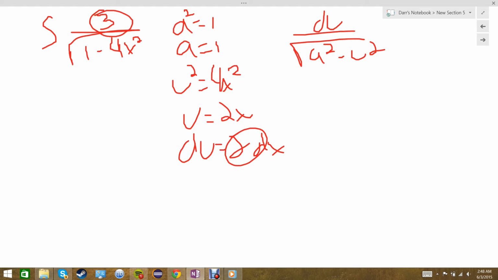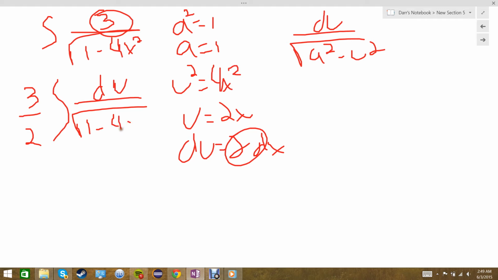Oh, sorry, did I say d? Yeah, no, that's right. So we're going to take that 3 out, so it's 1 on top, because we want it to be easier to do. So it's going to be 3 over 2 on the outside, because we divide by 2. Integral of 1 over radical, or this is actually going to be du, radical 1 minus 4x squared.